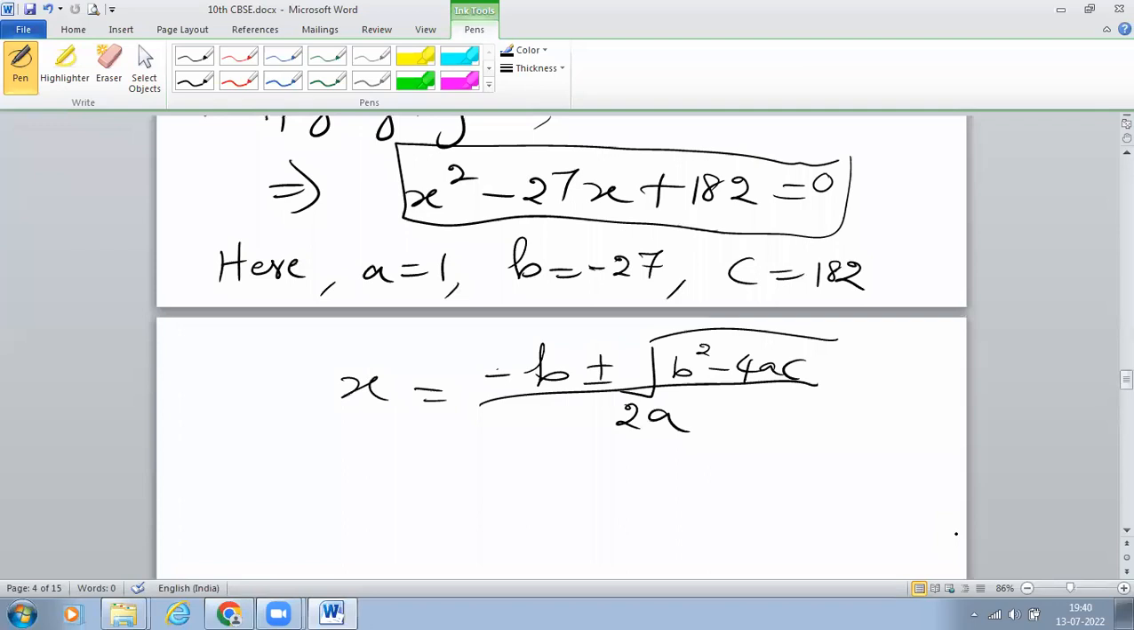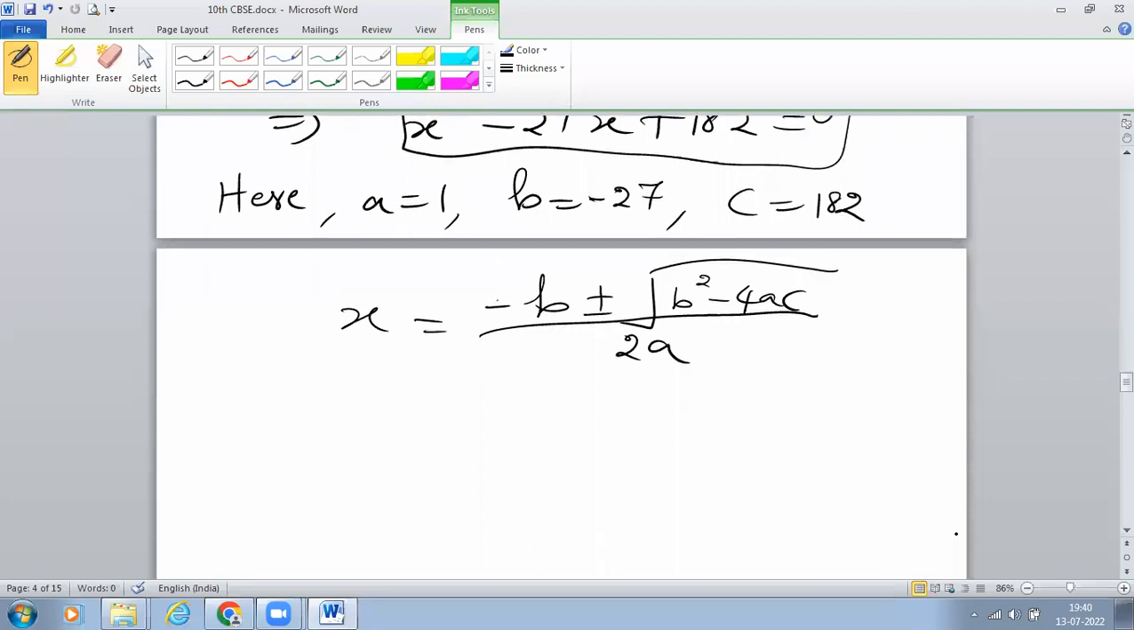We can do it by splitting the middle term also, no, sir? Yeah, that is also okay. In any method you can follow. You can follow any method. Okay, listen, ma, any method you can follow.